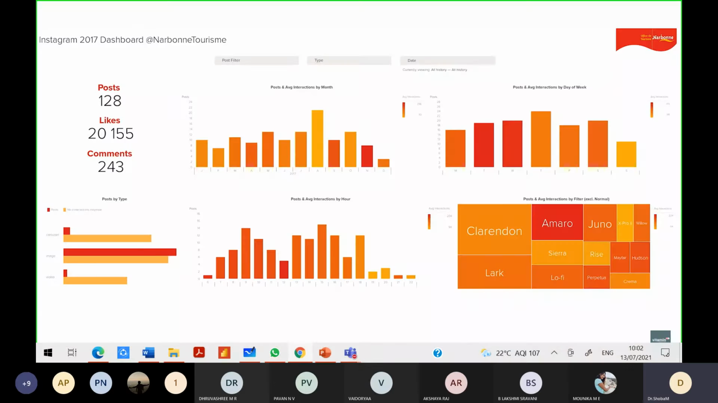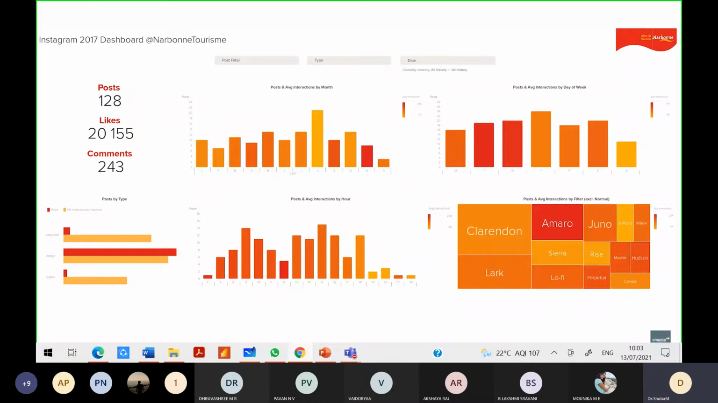Now, obviously, every business is different with different data, but let's take a look at a dashboard I built with some real data, and I'll demonstrate the kind of insights that we're looking for. This dashboard contains some real Instagram data for a town's tourist office in France.